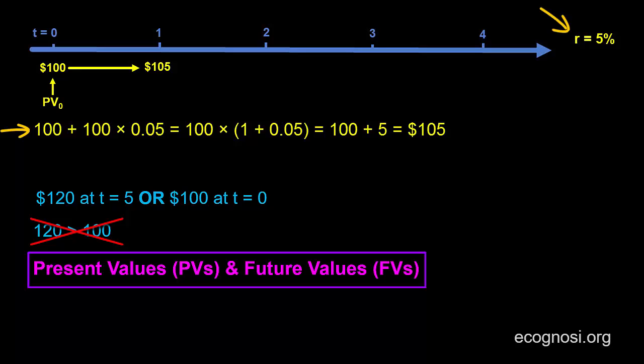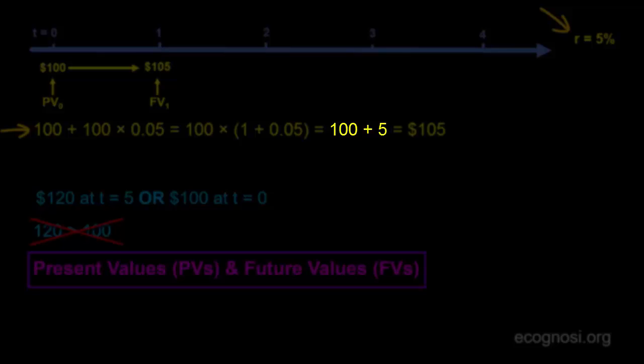Now moving on to the future value, this amount that rests at t equals 1 is the future value at time 1, that is in a year's time. So we'll denote it with FV subscript 1. And how did we get that amount? We grew our $100 by the amount of the interest received and ended up with $105: 100, our initial amount, plus 5 interest received.